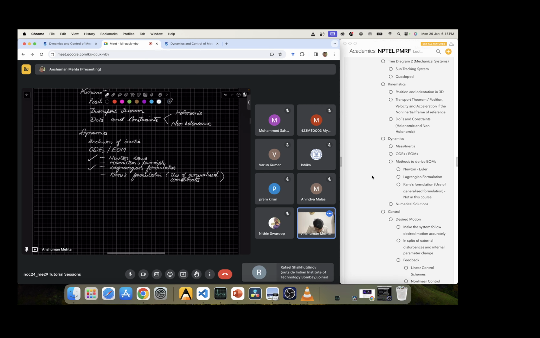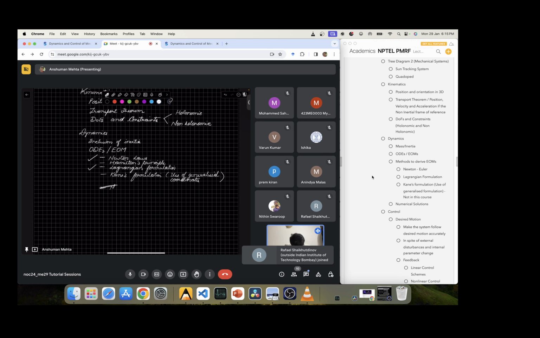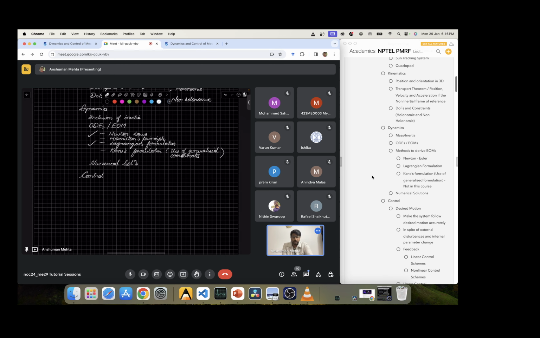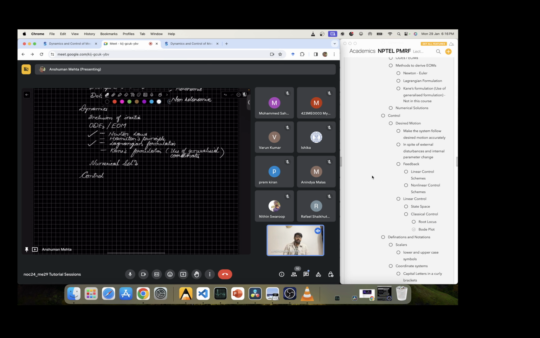Now next is about numerical solutions. Once we have found the equation of motion, since we don't have exact solutions of all the equations, we resort to numerical solutions. And in controls, we have to know the desired motion, and then we have to make the system follow the desired motion accurately, and that too in spite of the external disturbances and internal parameter change.